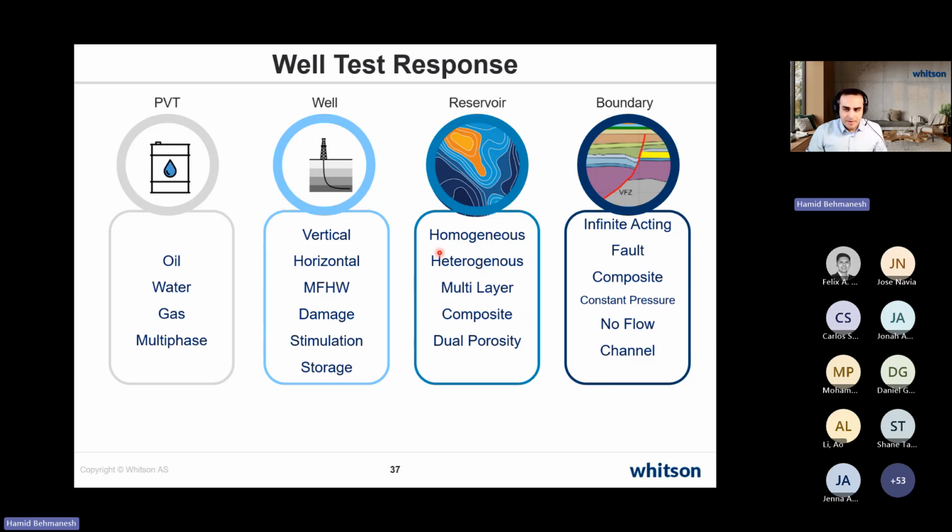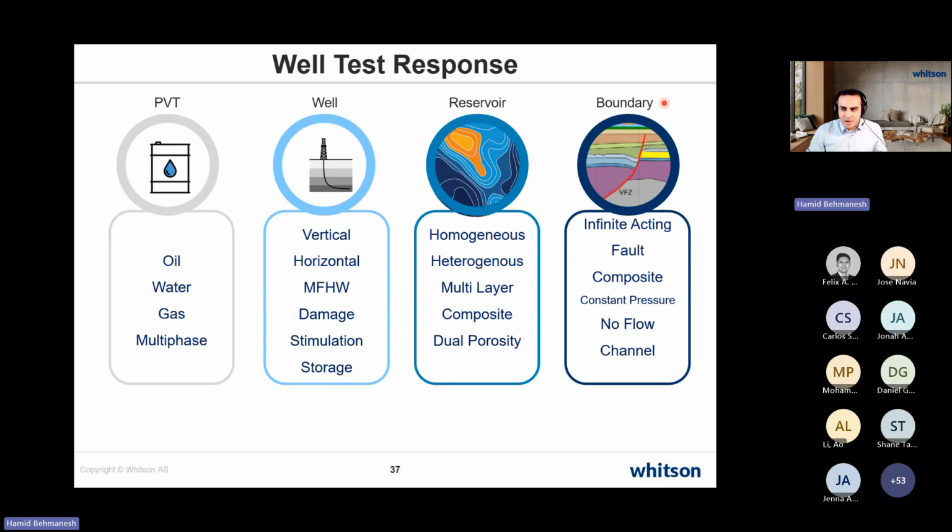In terms of the reservoir, it could be homogeneous, could be isotropic, could be heterogeneous, there could be some fault. It could be multi-layer, which really makes it complicated. If it is a multi-layer with distinct permeability across all the layers, then designing a proper build-up test will be really difficult and challenging here. Or it could be a composite reservoir or dual porosity.